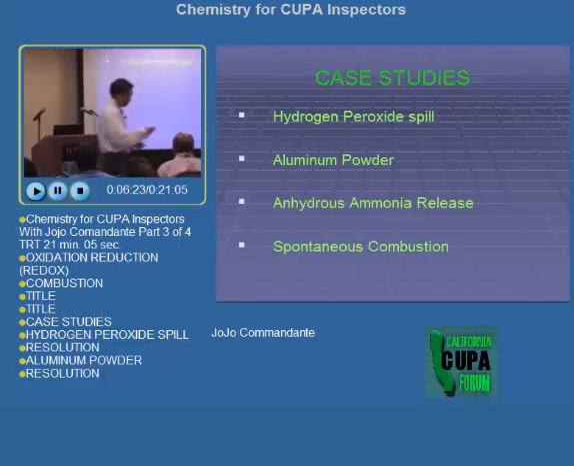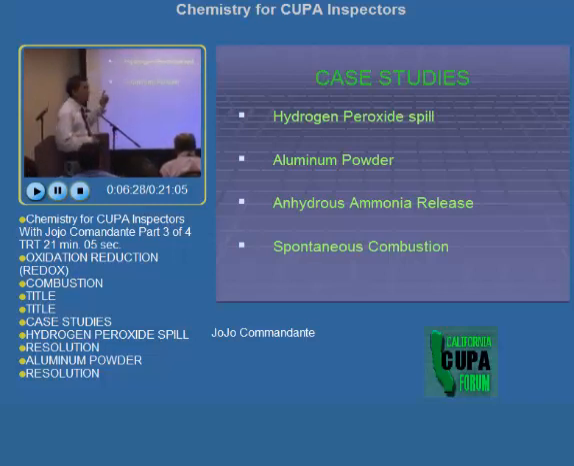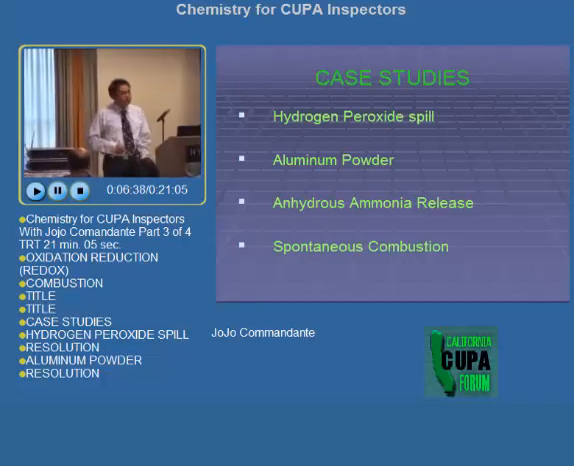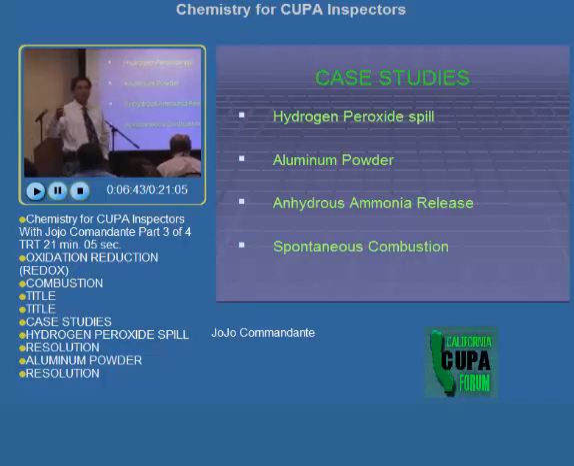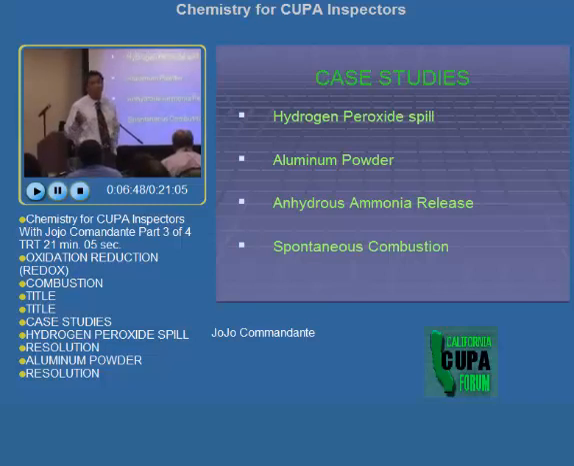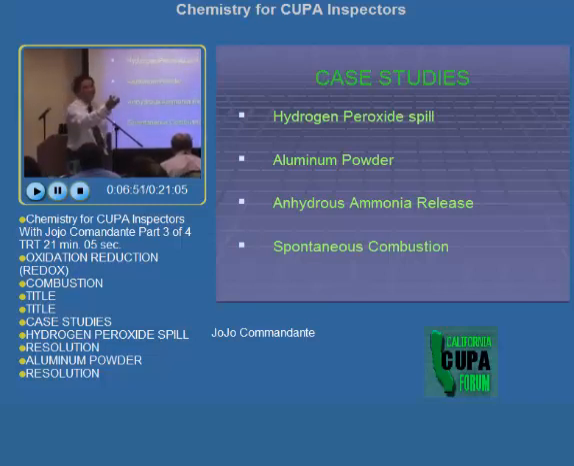Anyway, the first incident that we're going to cover is a hydrogen peroxide spill. Second, aluminum powder. Third, anhydrous ammonia release. And spontaneous combustion. Now, to those of you who are privy to our Hazmat newsletters, I already discussed some of these incidents in the newsletter. So if you read those already, you may leave the room. Anyhow, sorry. Okay, let's start off with hydrogen peroxide.